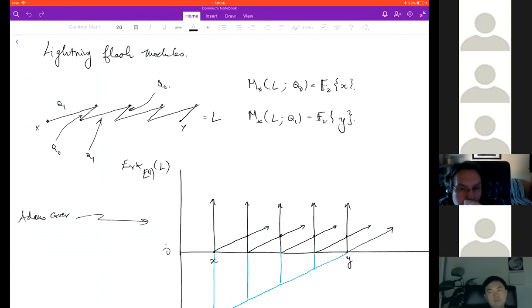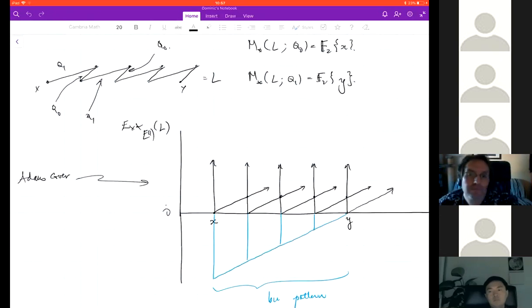Now these lightning flash modules are characterized by the fact that their Margolis homology groups are one-dimensional, more or less, at least stably. So for example, you can see here that the Margolis homology of this lightning flash module with respect to Q0 is just this one-dimensional vector space generated by x. You see this because everything in the top row supports either a Q1 or a Q0 multiplication, so they don't appear in the Margolis homology. And everything in the bottom row is hit by Q0 except for x. So that's why only x appears in the Margolis homology. And the same goes for Q1.